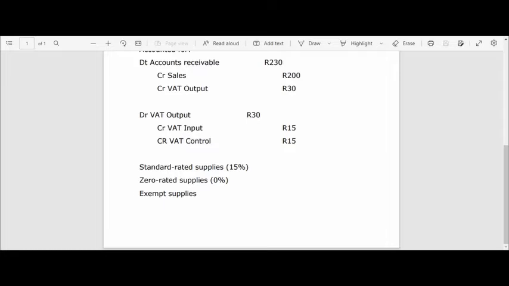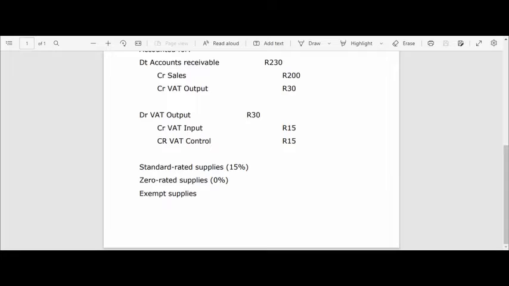This time you can believe it's so straightforward. VAT input, thank you, Enrique. Thank you, Keegan. Thank you, Ndabeni. VAT input, so you don't even have to ask the question. That is the correct answer. So you're going to debit the VAT input account.